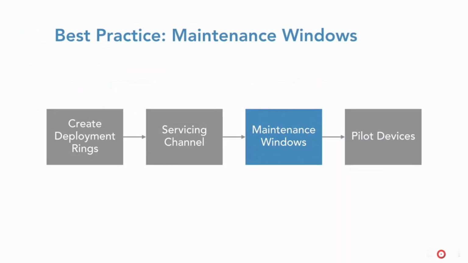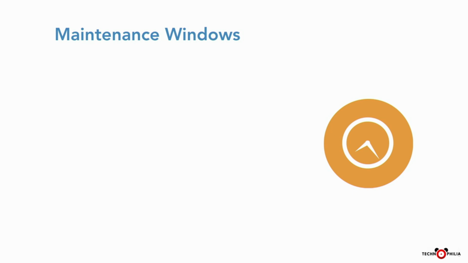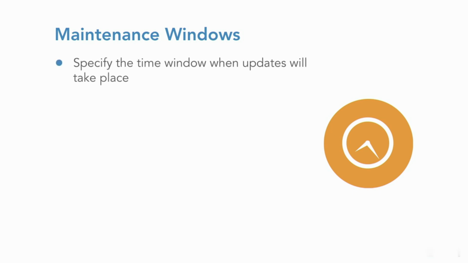You then need to configure the update schedules and settings to manage when devices will receive their updates. This is done by managing maintenance windows. By using maintenance windows, administrators can specify when updates will occur.